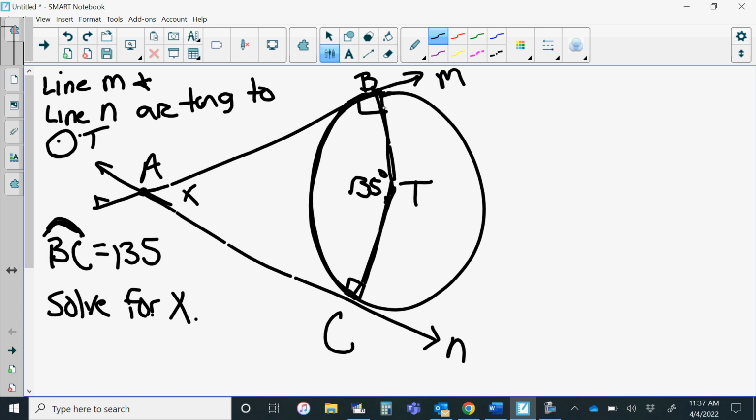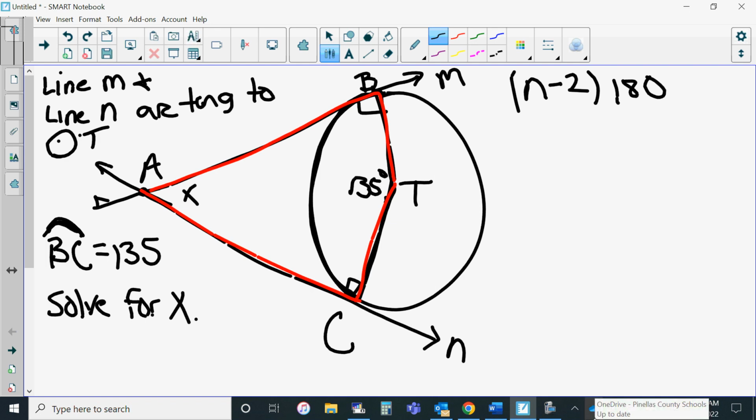What kind of shape is made? Don't go too specific yet. What kind of shape do we know this to be? Because we don't really need the specific one to help us solve this. A quadrilateral. Do we know what all quadrilaterals, the interior angles, have to add up to? How did you get that? Yes, keep going, Peyton. N minus 2 times 180 tells me what all polygons, no matter how many sides it has, how much all the interior angles add up to. What is my n in this case?